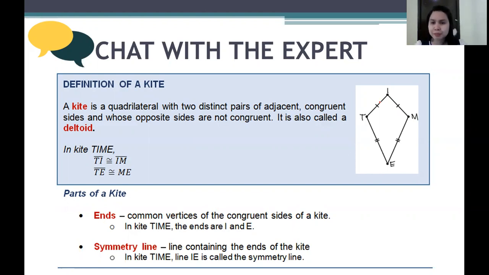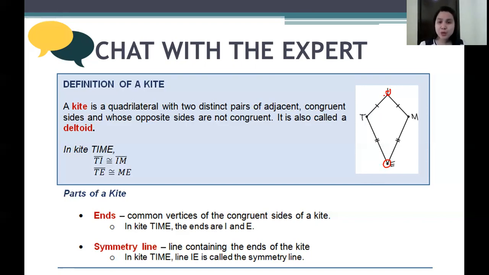So for example, IT and IM are congruent. So I is its end. Another, we have TE and ME. TE and ME are congruent. So E, the common vertex, is called the end. So our ends are I and E.